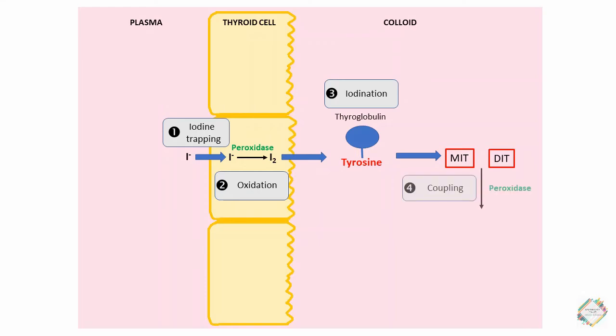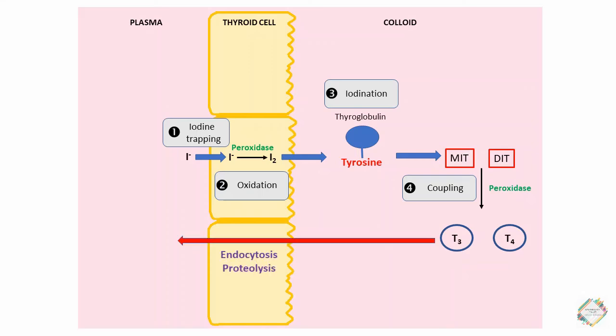In the next step, it leads to the coupling or condensation of two diiodotyrosine residues to give T4, and one monoiodotyrosine and one diiodotyrosine to give T3. And this condensation process is also facilitated by the peroxidase enzyme. These hormones, T3 and T4, are then released following the proteolytic cleavage of the thyroglobulin and hence by endocytosis into the plasma.